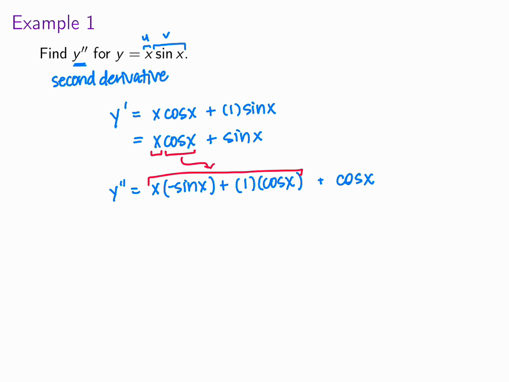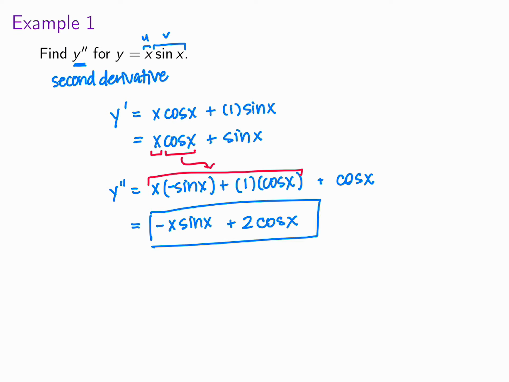And now I do want to take a moment to clean things up. So I have negative x sine x here. Clean that up a little bit. And then I look, that's going to be a cosine x, and I have another one, so it's going to be plus 2 cosine x. General rule of thumb, you should clean up any constants and combine any like terms. All right, let's do another example.